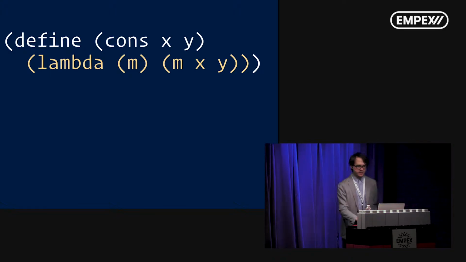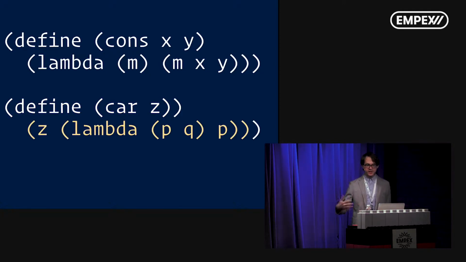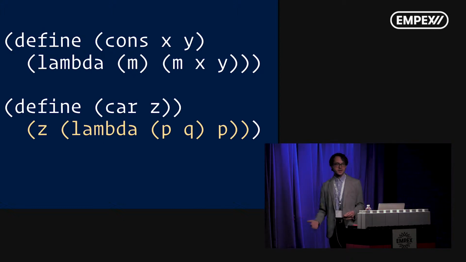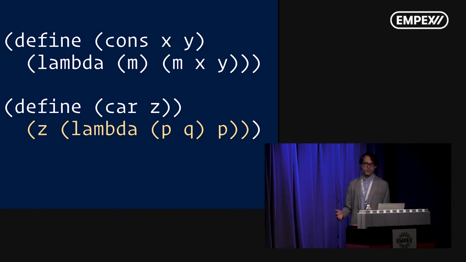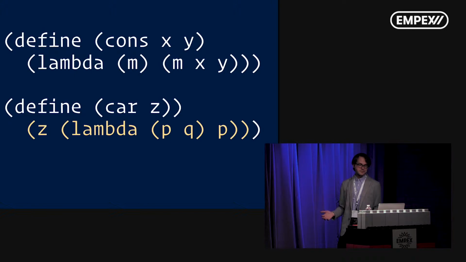So for example, to get the first item of the pair, they call it a car, as in Lisp tradition, and what you do is you pass a pair z a function that returns its first argument. So z in this case will be what's returned by cons. So you're passing cons a function that will be the m up there, and what this function does is it just returns its first argument. So they opened up the idea that you can represent data and work on it using just closures and not actually storing anything in memory.